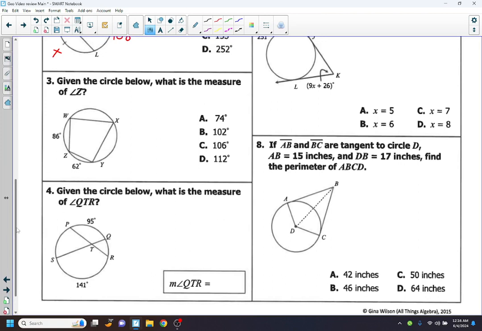Let's see. Oh, this one. Z, I want angle Z, so I'm looking for this guy here.